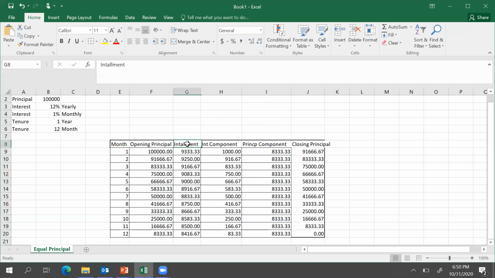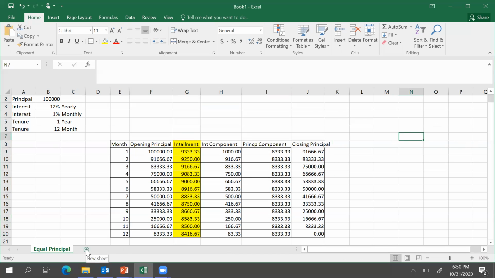In every installment, this is the crucial amount. This is the amount that the bank is getting every month at the end of every month. In this particular installment, the principal component is this, and this principal component remains constant for all the months. The interest component keeps on reducing because you can see the outstanding principal keeps on reducing.